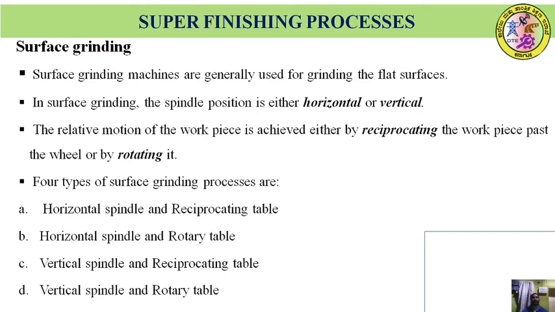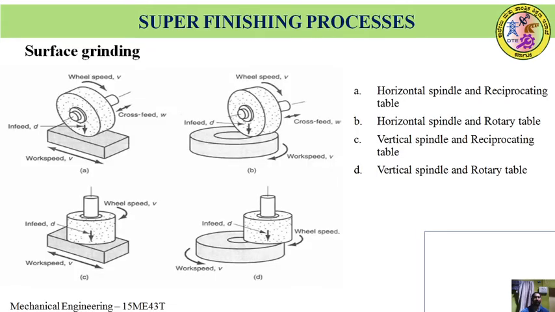The relative motion of the workpiece is achieved either by reciprocating the workpiece past the wheel, or by rotating it, or by rotating the wheel. There are four types of surface grinding processes: horizontal spindle and reciprocating table, horizontal spindle and rotary table, vertical spindle and reciprocating table, and vertical spindle and rotary table. These are the four different kinds of surface grinding processes.